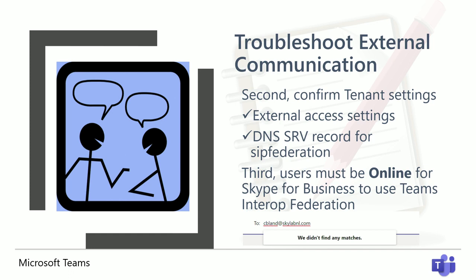Second, you need to confirm those tenant settings that Brian pointed out, especially we want to be sure external access is enabled and we want to be sure that our allow domain lists match the types of communications we want to have. And we need to have those DNS server records unless we're only talking to people who've upgraded to Teams. Third, users must be online with Skype for Business to use Federation and Teams.